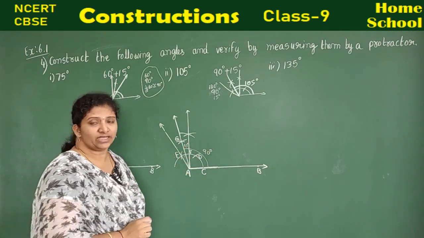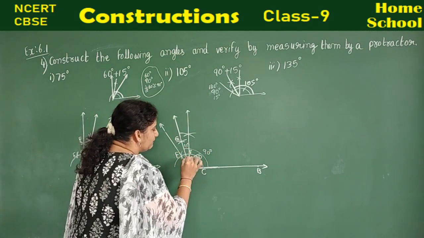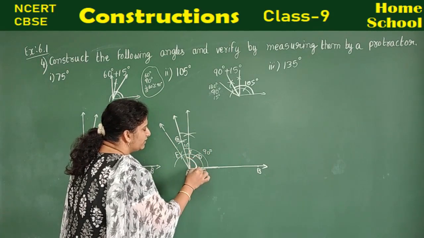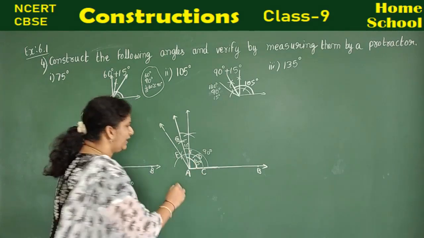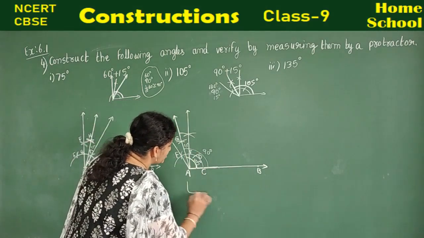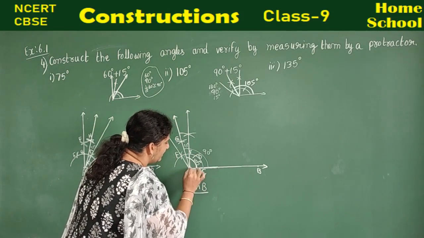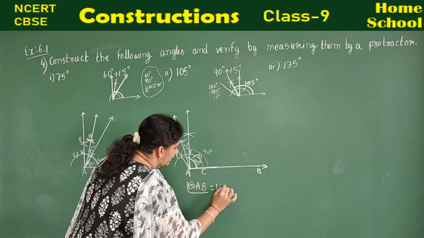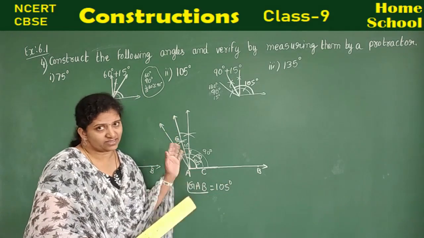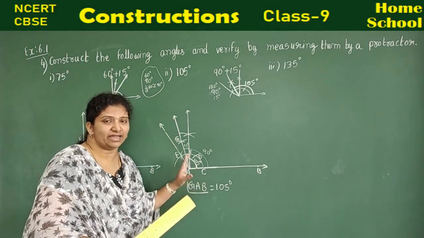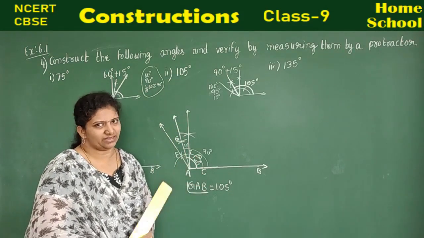90 plus 15 how much? 105 degree. Therefore, this complete angle from here to here is 105 degree angle. Therefore, what is the angle, children? Angle GAB. Angle GAB is equal to 105 degree. I did not write construction steps. Please write construction steps. How we have done the construction as it is, write the steps.